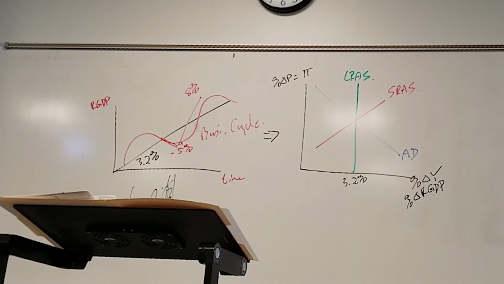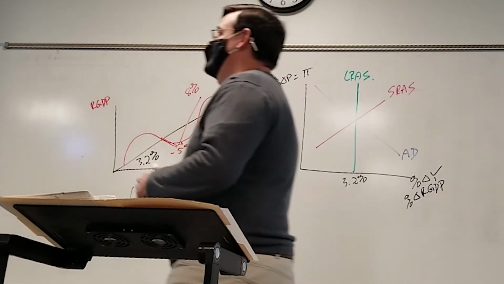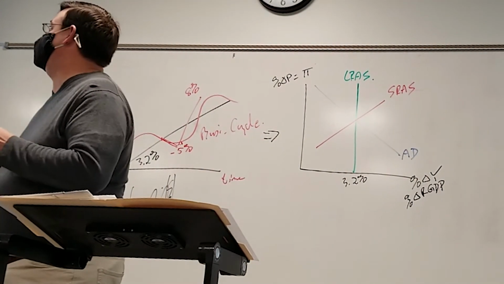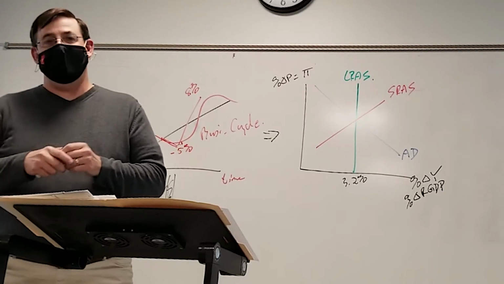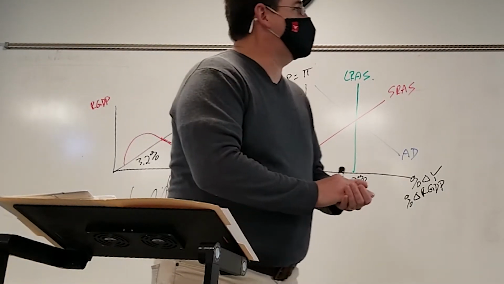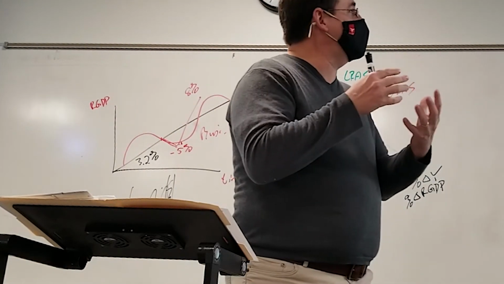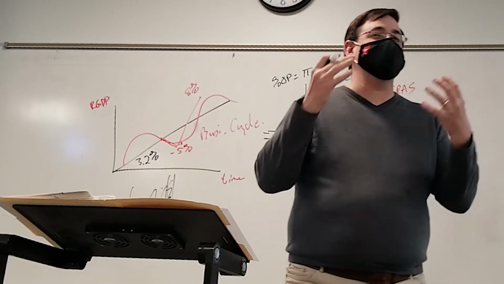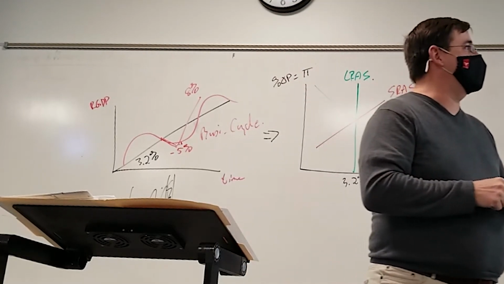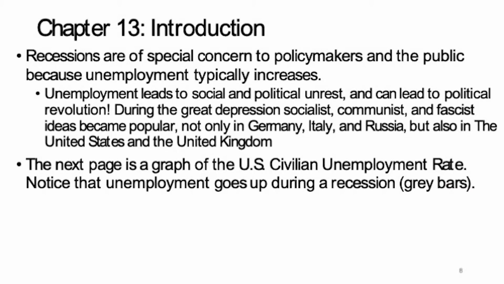So then in this section, we're talking about recessions and why they are of concern to policymakers and the public. In particular, unemployment typically increases. When unemployment increases, unemployment leads to social and political unrest. And it can lead to political revolution.